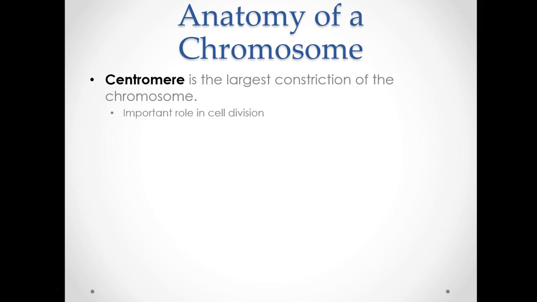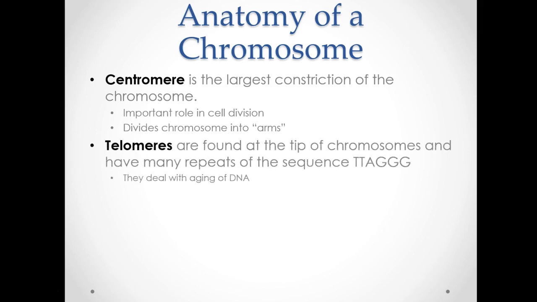So we're going to talk a little bit about the anatomy of a chromosome, and we're going to talk about a few important parts. So the centromere is the largest, what we call, constriction of the chromosome. So if you remember, in cell division, we had those spindle fibers that were reaching out and were attaching to the centromere, and the chromosomes were being pulled around and moved around the cell via their centromeres. So it also happens to divide the chromosomes into arms.